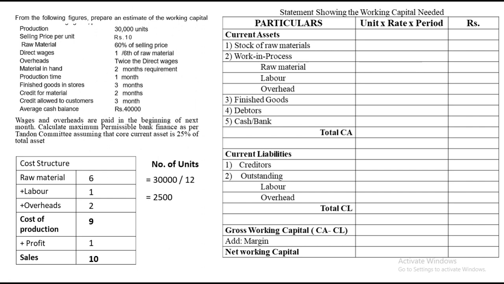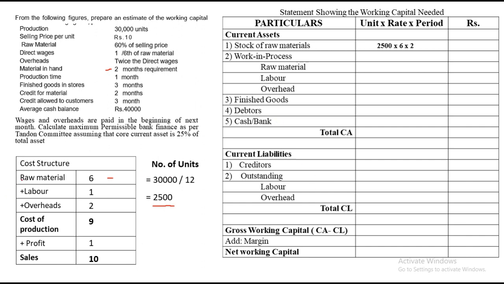So let us start one by one. First thing, current asset, we have stock of raw material. Now remember, for stock of raw material, the number of units required is 2,500. The rate of raw material is rupees 6. And let us check for the period. Here I can see raw material in hand is for 2 months. So we will apply the formula unit into rate into period. So we get 2,500 as the number of units, the rate is 6, and the period is 2 months. That is it.